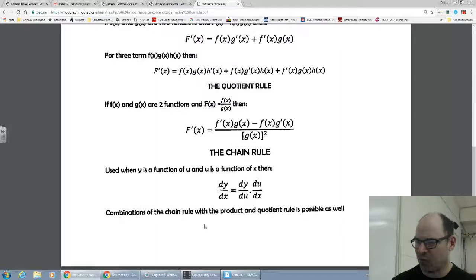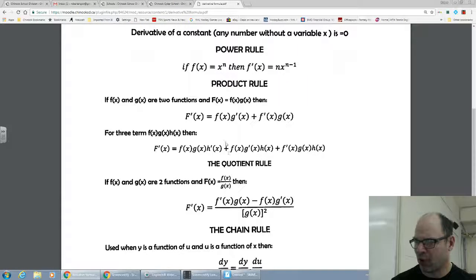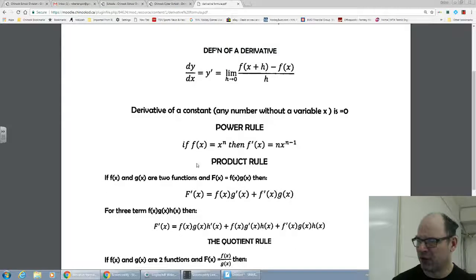Okay, and then you can throw combinations of the chain rule in with the product and quotient rule as well. Okay, so what we're going to do then, you should probably print that off for your help.